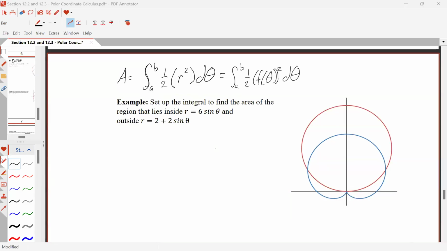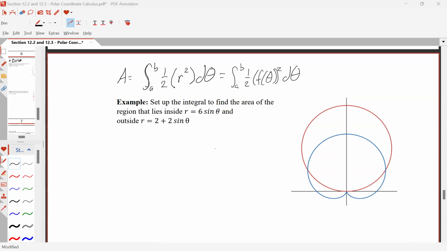So, in this video, we are looking at a couple of examples of setting up integrals to find areas of regions in polar coordinates. So recall from the last video that the area of a polar region can be found by the integral from a to b of 1/2 r squared d theta, where r is a function of theta. So this would also be the integral from a to b of 1/2 f of theta squared d theta.